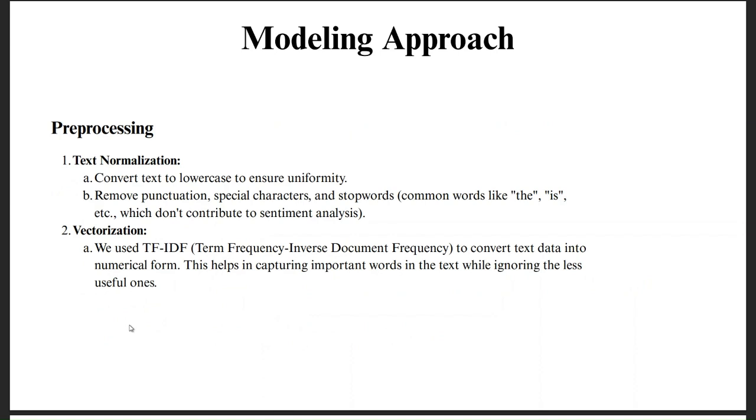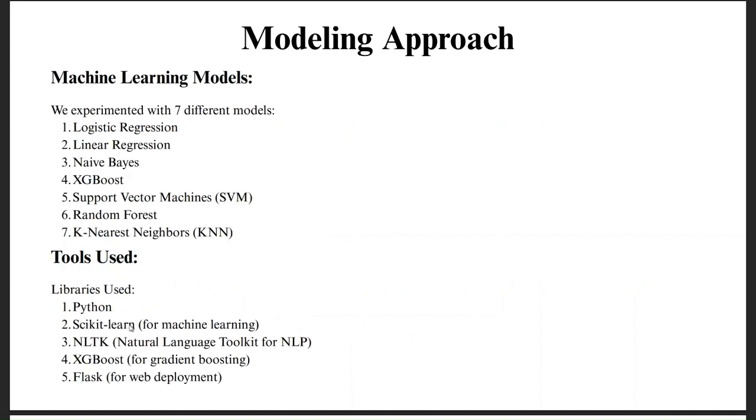neutral sentiments. Now, talking about the modeling approach, first we talk about pre-processing. First step was text normalization. It included converting text to lowercase to ensure uniformity and removing punctuation, special characters and stop words. Then vectorization, we used TF-IDF to convert text data into numerical form. This helps in capturing important words in the text while ignoring the less useful ones.